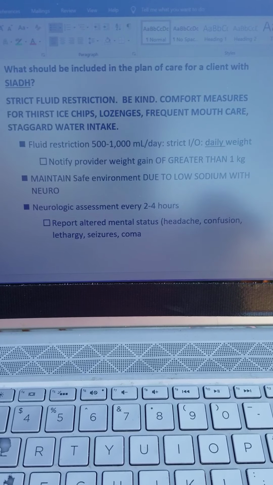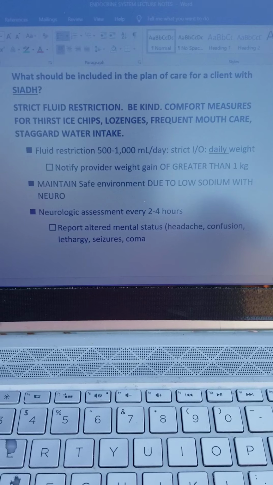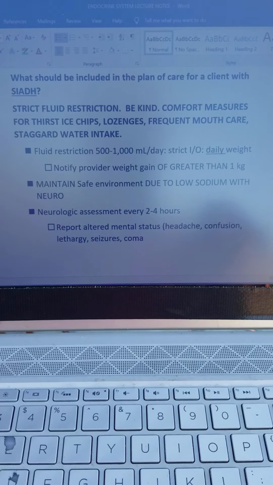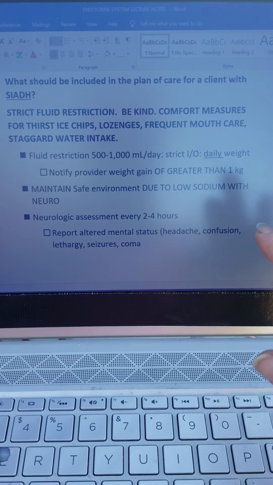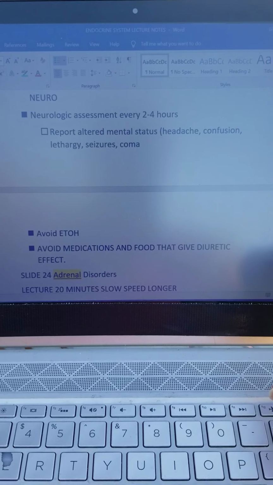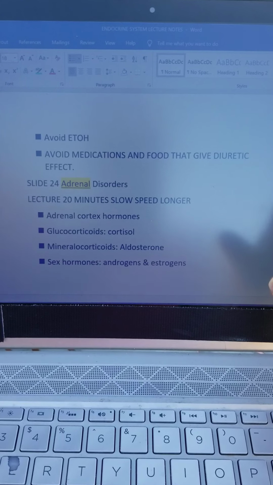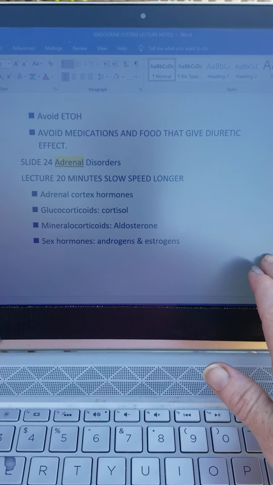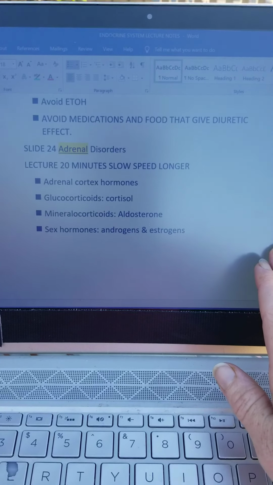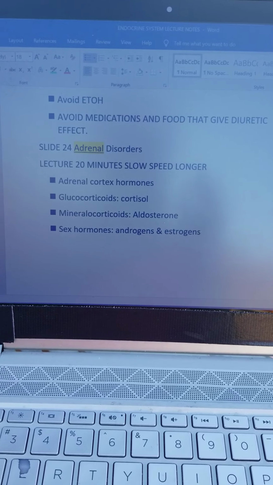Notify the provider of weight gain of greater than 1 kilogram. Remember, that's 2.2 pounds. Maintain a safe environment due to low sodium, with neurologic assessment every 2 to 4 hours. Report altered mental status, headache, confusion, lethargy, seizures, or coma. Remember, seizures with the low sodium. Avoid alcohol, ETOH. Avoid medications and food that give a diuretic effect. So we're going to wrap up SIADH here and move on next to the adrenal disorders with slide 24.